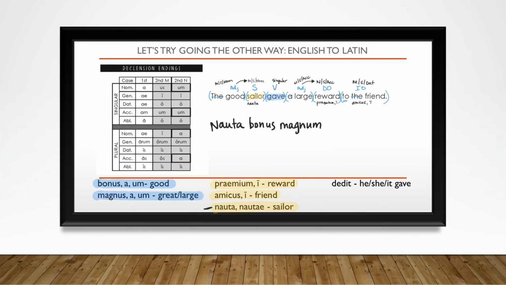Thankfully, the nominative and the accusative match, so we can basically use the first form that's on our vocab bank. So that's praemium. Now all we have left is our indirect object, and then we like to put our verb at the very end. So amicus we put in our masculine singular dative form, which is amico. And then all we have to do is add in our verb, which is in your vocab bank, which is dedit. So our total sentence is nauta bonus magnum praemium amico dedit.